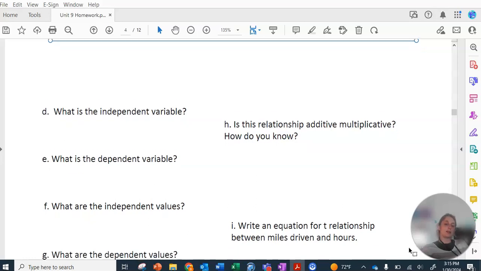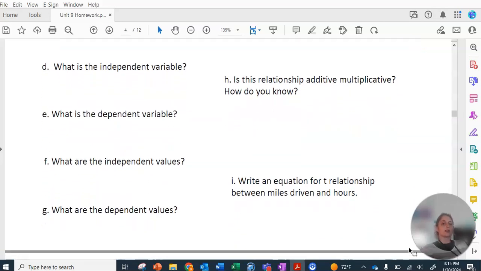What's the independent variable and the dependent variable? I kind of already told you. What are the independent values? These are numbers. What are the dependent values? Also numbers. Is this relationship additive? Oops, I forgot the word or. That's embarrassing. Or multiplicative. Literally, you're just writing one of those words. I'm pretty sure I've already told you maybe 4 different times in this video what type of relationship it is. How do you know? Write me your reasoning.